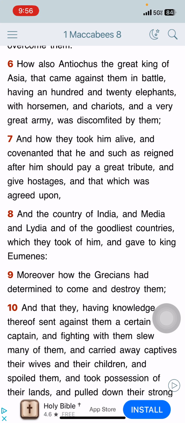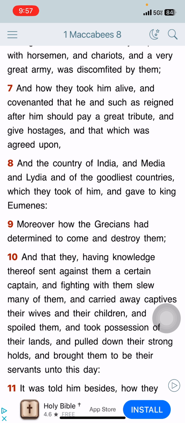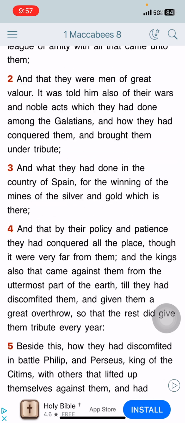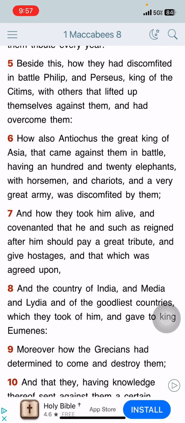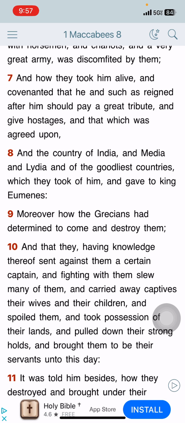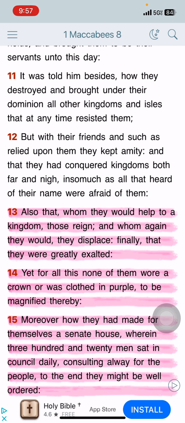So First Maccabees 8:7, and how they took him alive and covenanted that he and such as reigned after him should pay a great tribute and give hostages, and that which was agreed upon, and the country of India and Media and Lydia, and of the goodliest countries which they took of him, and gave to King Eumenes. So this is talking about the Romans, man. This is in First Maccabees. All right, this is the part of the Greek Empire. But I'm gonna jump down to the point.